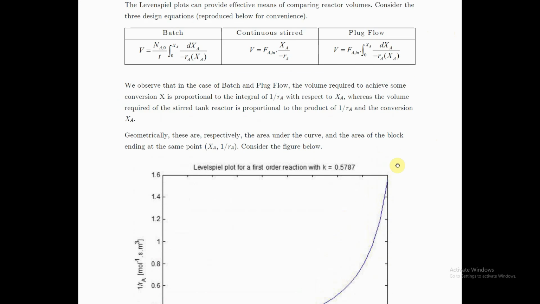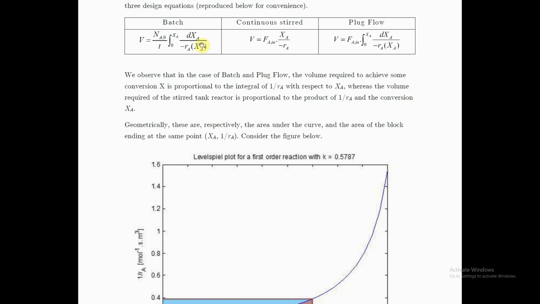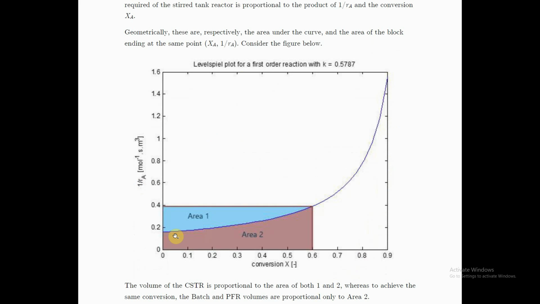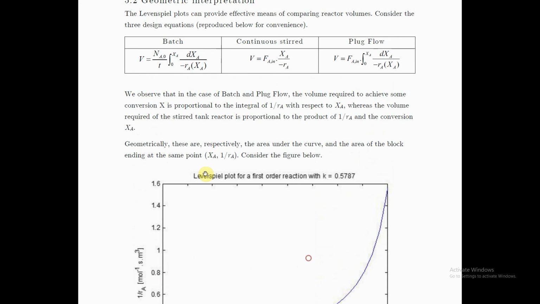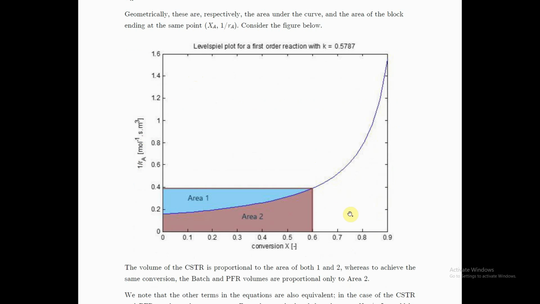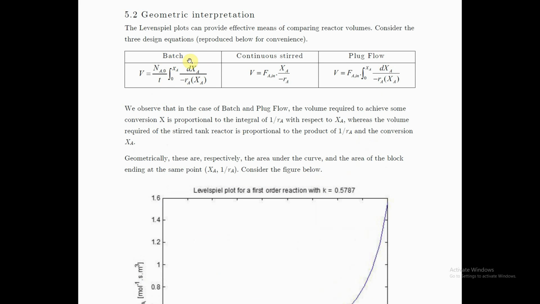In the case of the batch reactor, we are looking at the integral of 1 over RA. So we've plotted 1 over RA; here's the blue line, the curve. Let's say we want to know the volume to get to 60% conversion. So there's 0.6. This is saying look at the area under the curve. This is the integral of minus 1 over RA, which is what we are plotting here. So this factor here is going to be equal to area 2.